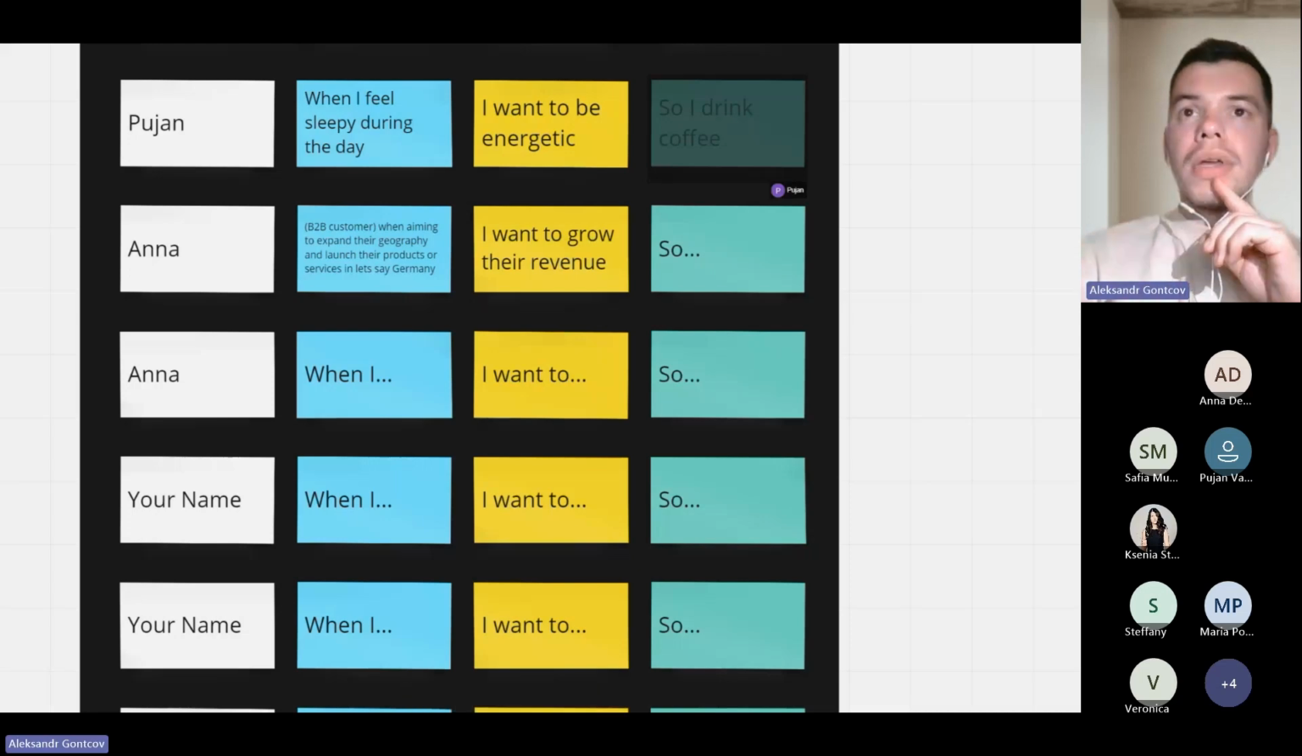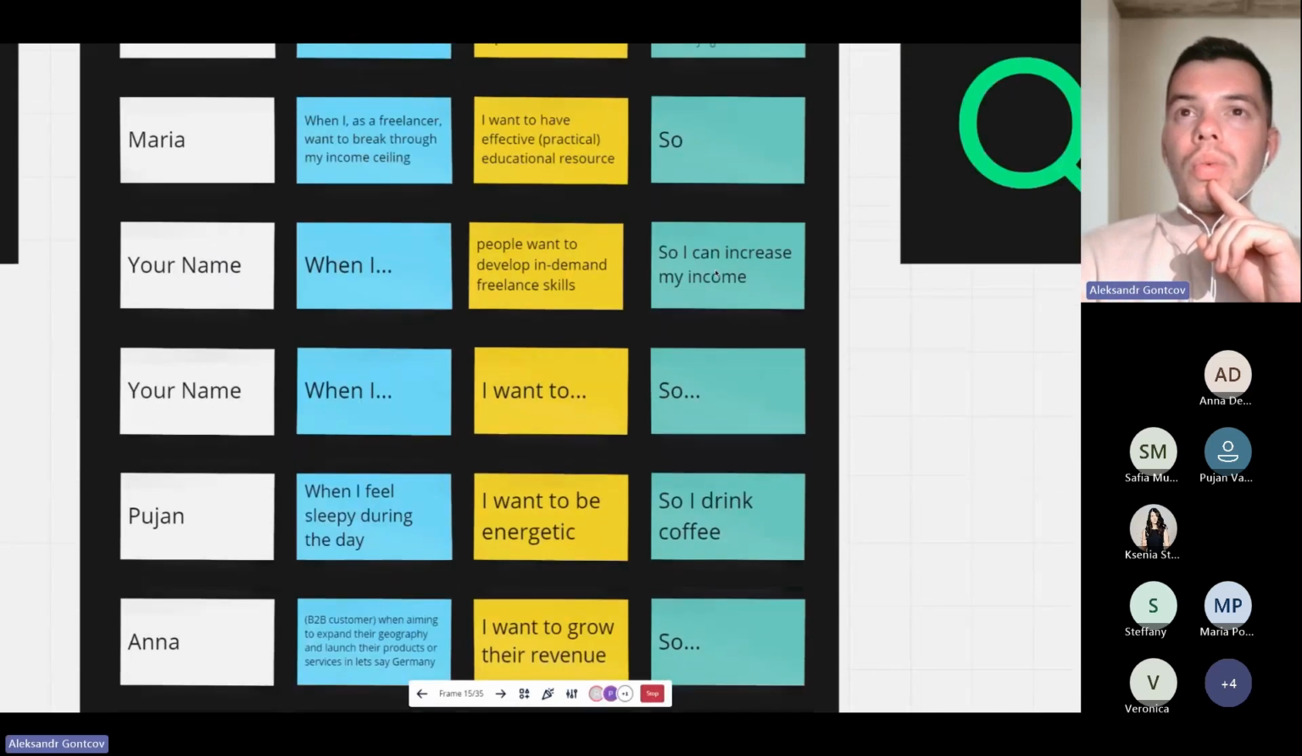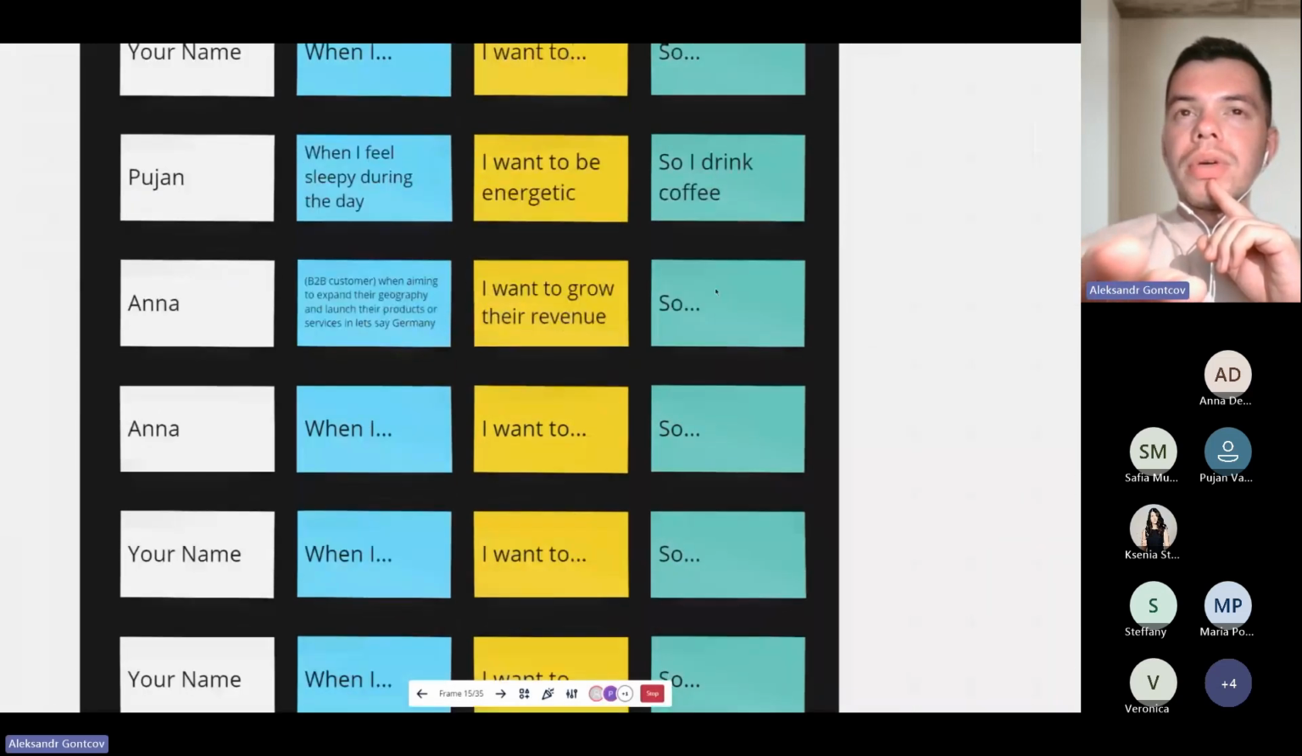And so the outcome is in the greenish sticker. So what is the outcome? What is the benefit? What is the profit for the customer?